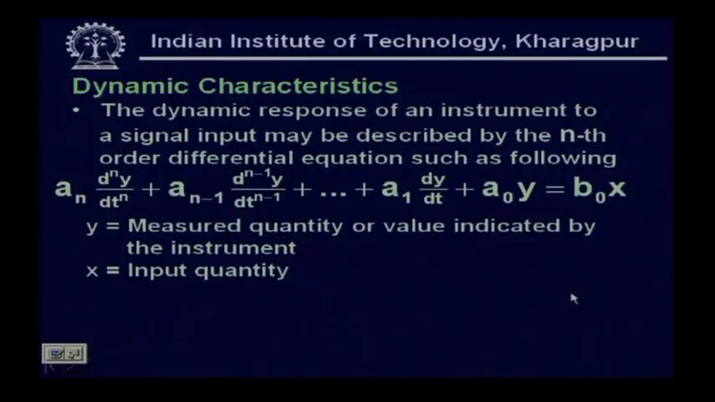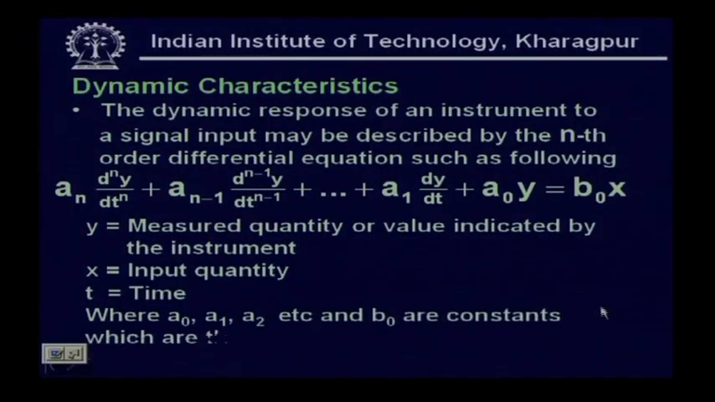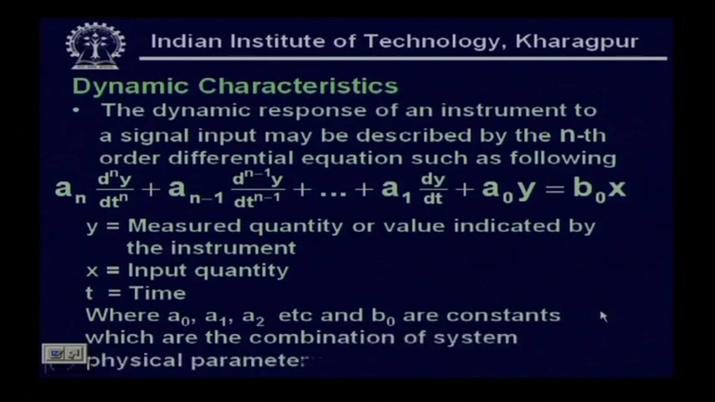For any measurement system or sensor, we actually want that whatever the x, y should show it without any time delay, without any phase lag. But this will not happen. You will see that there will be some lag in the system, some delay in the system. Okay. t is the time, and a naught, a 1, a 2, and so on up to a n and b naught are constants which are combinations of the system physical parameters.